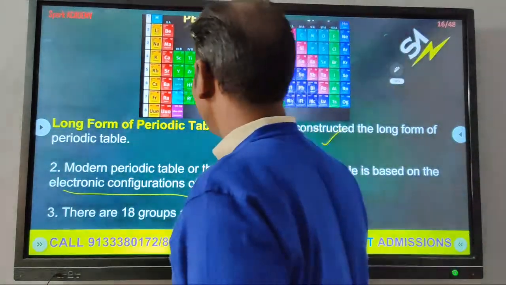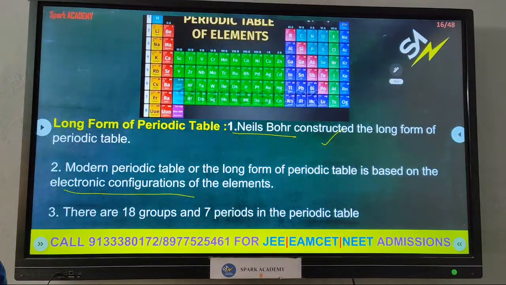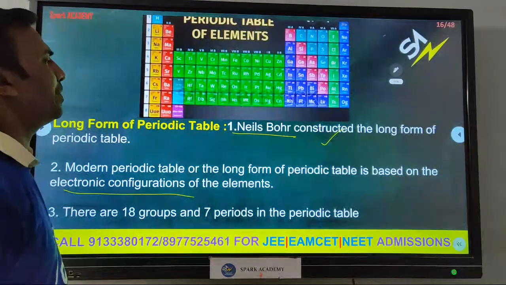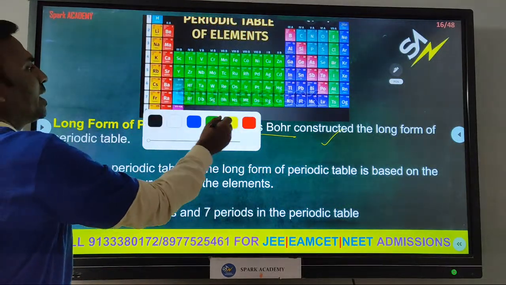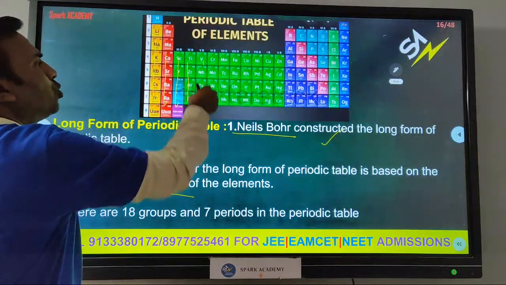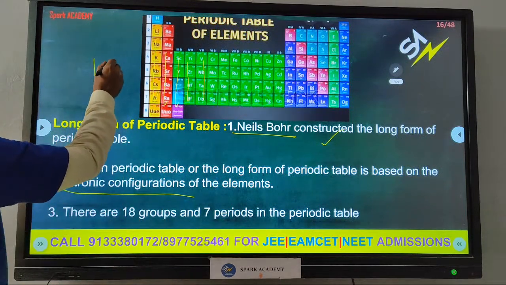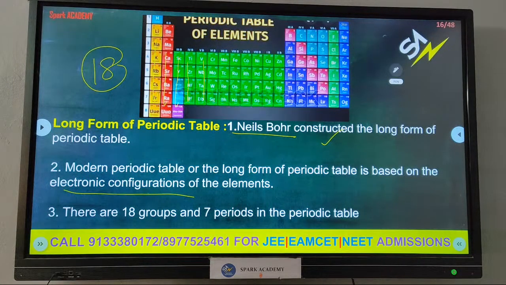In this periodic table, like Mendeleev's periodic table, groups are present and periods are also present. Now what are groups? Vertical columns. These vertical columns are called groups. So how many groups are there in the long form of the periodic table? A total of 18 groups are present in this modern periodic table, the long form of the periodic table.